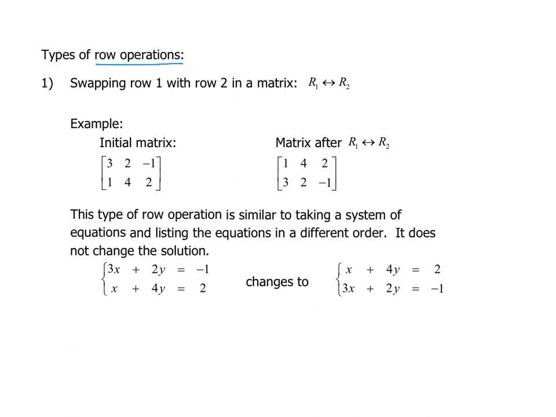Let's look at the first type of row operation. So our first type of row operation is just a row swap. If we look at this initial matrix here and the matrix after we did the row operation, you can see that what was in row 1 now is in row 2, and what was in row 2 now is in row 1. So we are swapping row 1 and row 2. This is okay algebraically because we're just taking our equations and writing them in a different order. That doesn't change the solution.